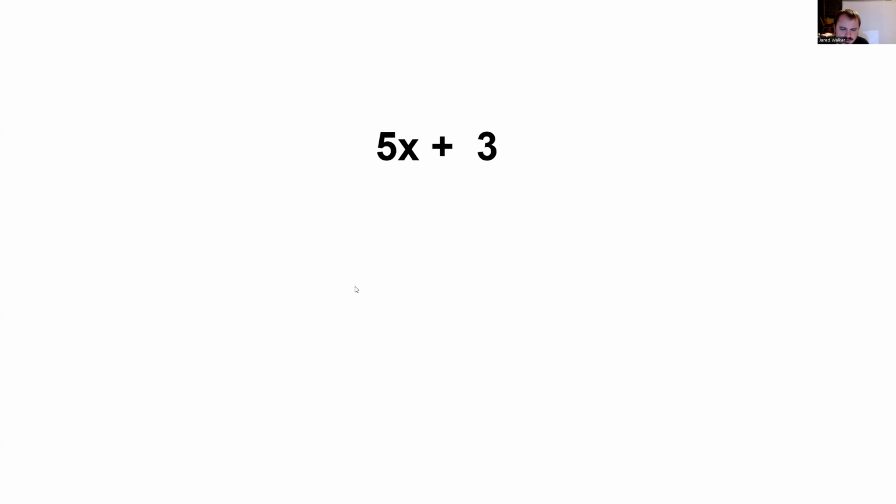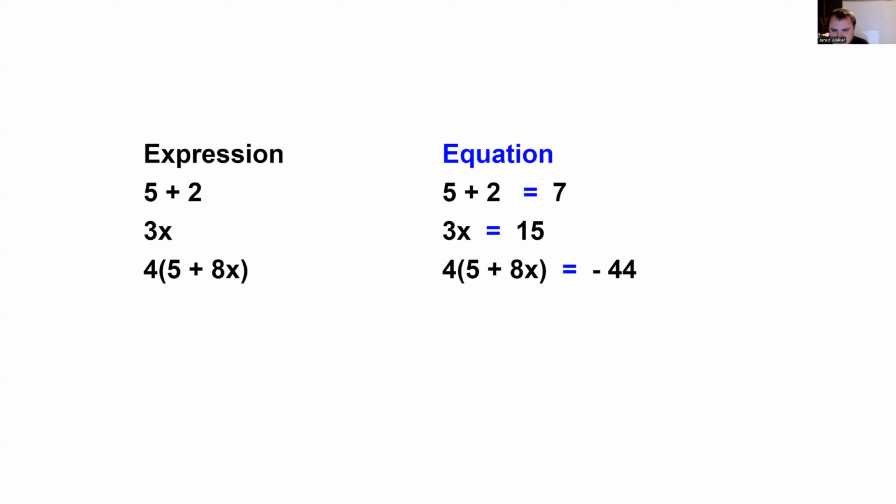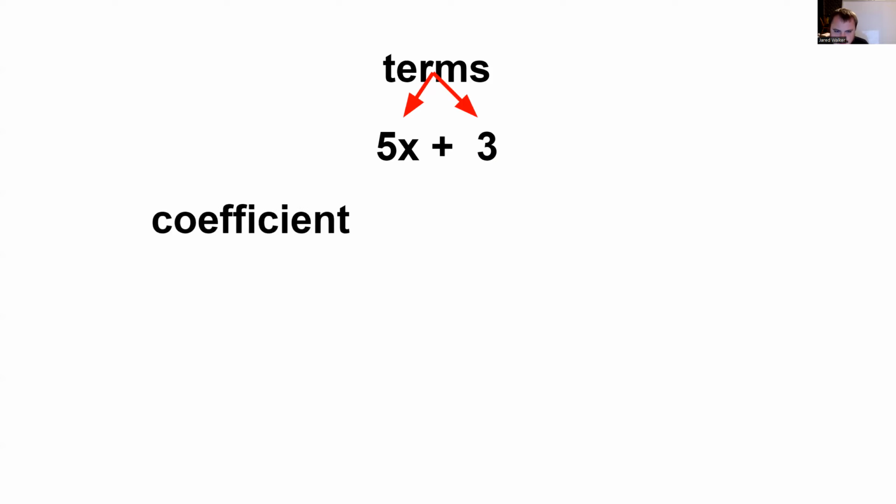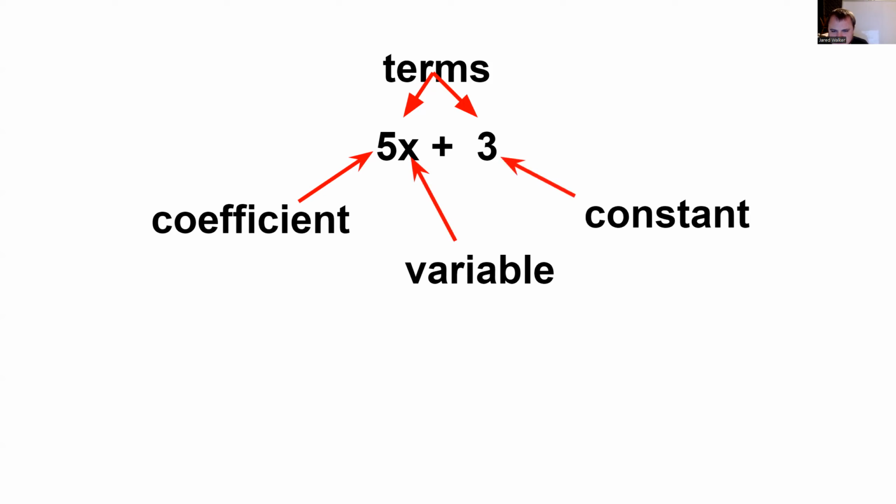Okay. So 5x plus 3 right there. Is that an expression or an equation? Well, if you look, the expression doesn't have the equal sign. The equation does. So this would be an expression. And then let's look at what the terms are here. Well, 5x is one term and 3 is the other term. What are the coefficients here? 5 is one coefficient. What is the variable? X. What is the constant? 3. All right, so that's really everything to begin with. Make sure you understand these vocab terms.